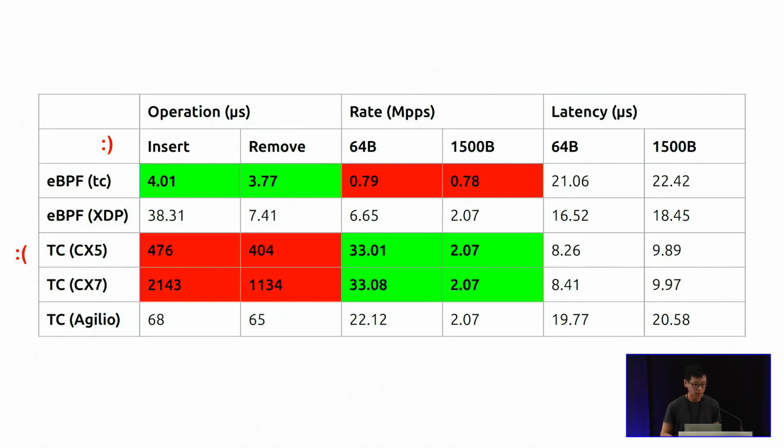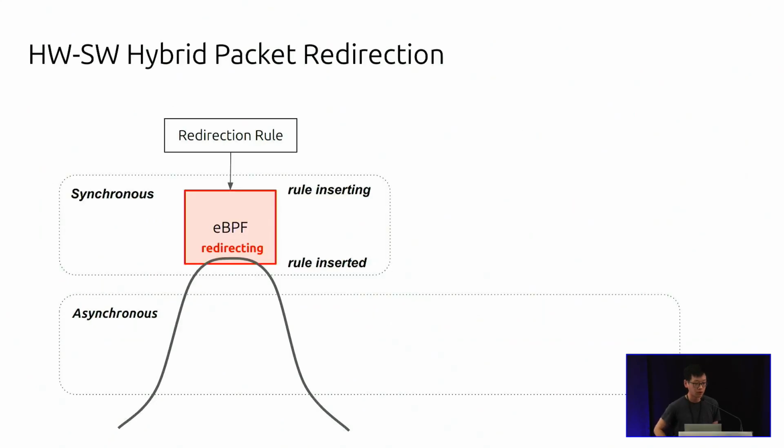So why do we not just use eBPF? Because we want to save some CPU cycles, and we also want to use the hardware to perform faster forwarding eventually in case of long-running flows. So why not do both? We developed what we call a hybrid packet redirection scheme for performing this rule insertion.